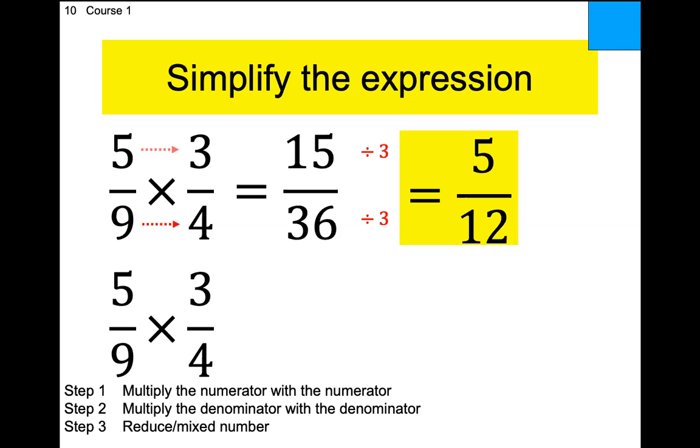Is there any number that goes into 5 and 4 other than 1? No. Now I look at the second cross, the 9 and 3. Is there any number that goes into 9 and 3? Yes. 3. The number is 3.